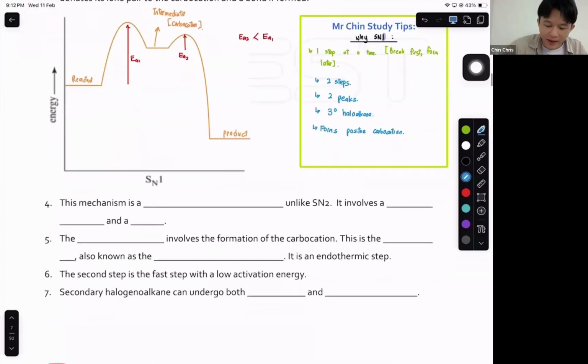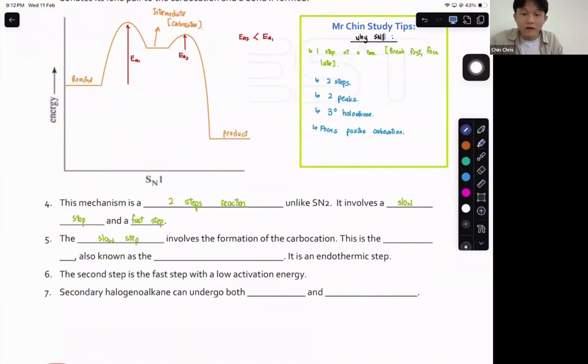Okay guys, this mechanism is a two-step reaction. Remember, it's a two-step reaction. So unlike SN2, it involves a slow step and a fast step. The slow step always involves the formation of a carbocation. So this is the breaking of your C-X bond. The slow step is also known as the rate determining step.